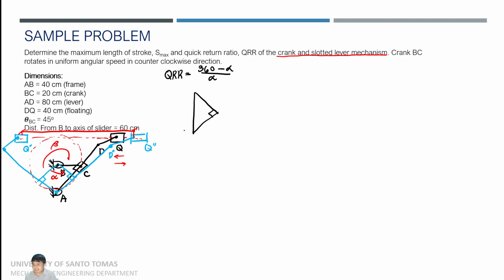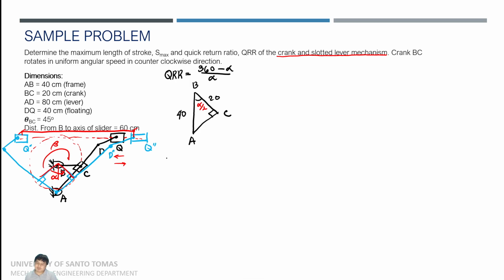We know that this is 90 degrees, and this is B, and this is C, and you have an angle. So we also know the distance between AB. AB is equal to 40, and BC is equal to 20. So you can determine this angle right here, which is actually alpha over 2. Remember as well that this should be symmetrical, so this is symmetrical right here, and this will be alpha over 2.